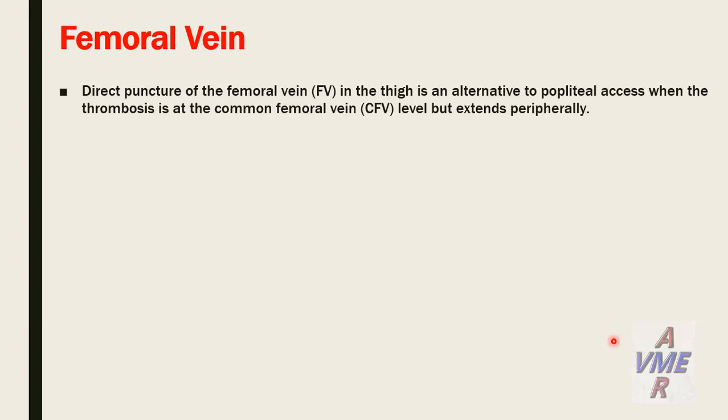Femoral vein. Puncture of the femoral vein in the thigh is an alternative to the popliteal access when the thrombosis is at the common femoral vein level but extends peripherally, and also in case of post-phlebitic syndrome, fibrosis, and adhesions present at the level of the common femoral vein, extended iliac, common iliac, and IVC.